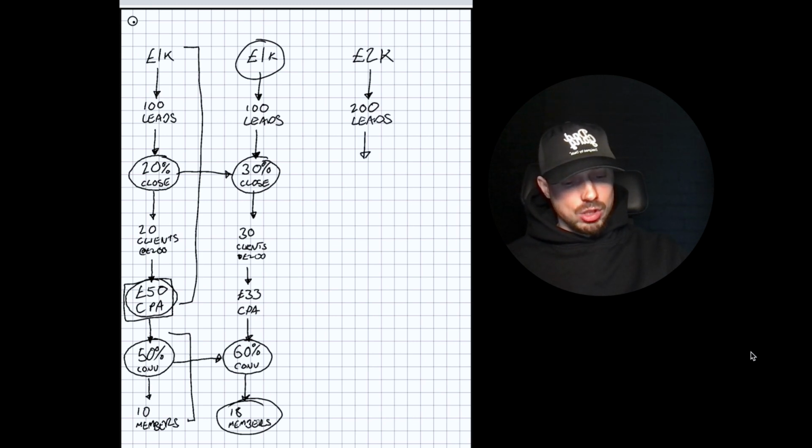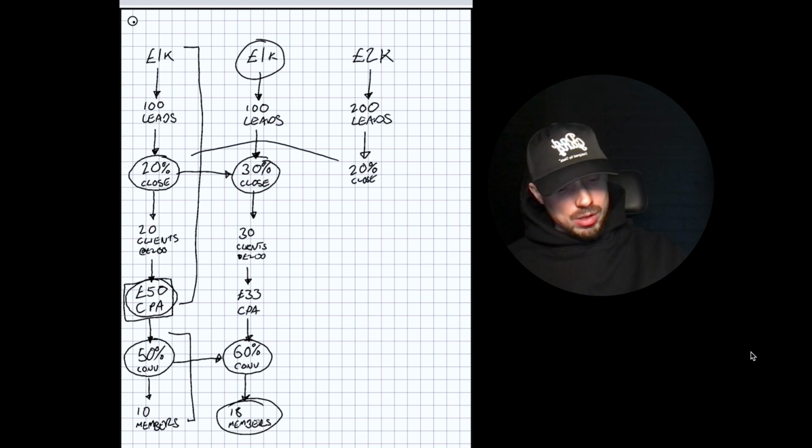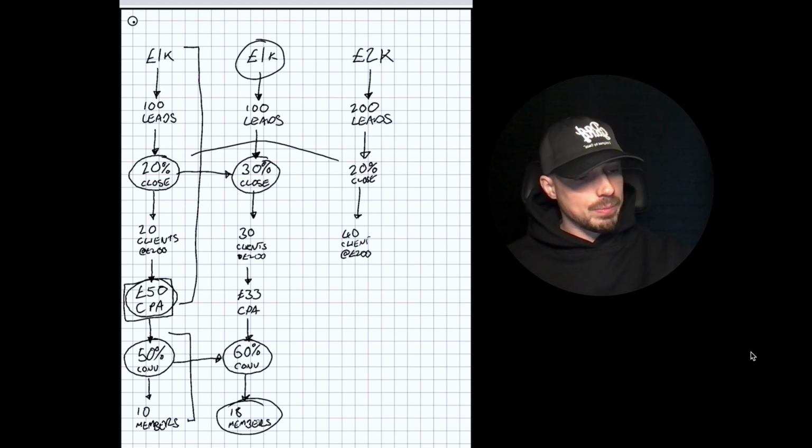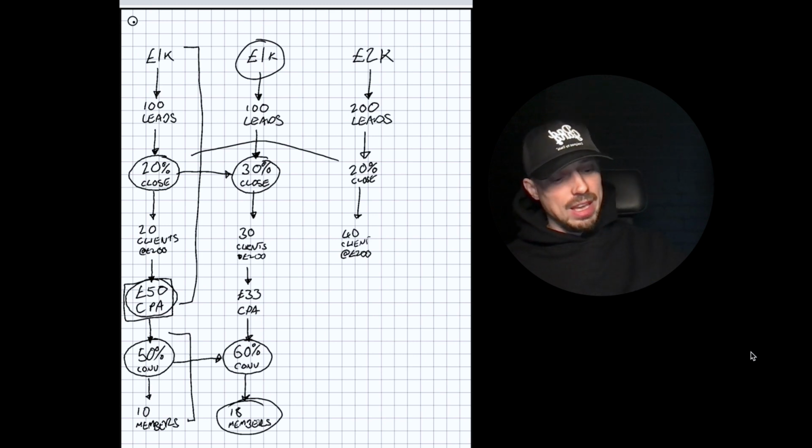And then if we still closed just 20%, so we didn't get better at closing, we're still closing 20% like we did here, then we end up with 40 new clients, okay? 200 leads, close 20%, you get 40 clients at £200, okay? So I'm just going to do the quick maths on that. 200 times 40, so that's 8k of revenue, okay?